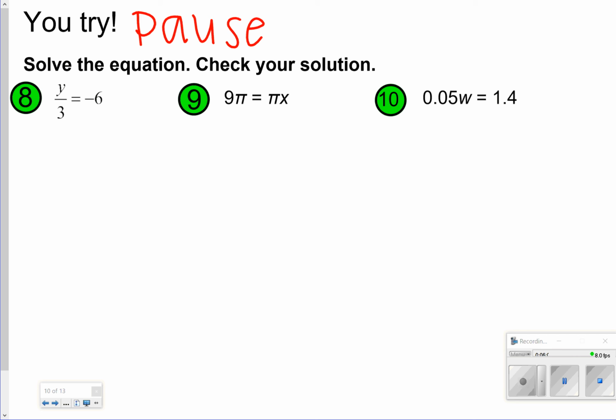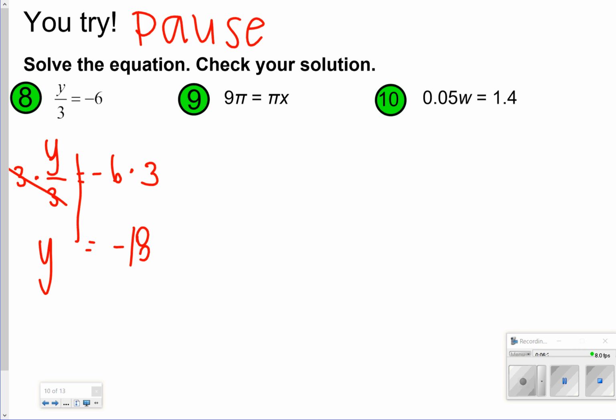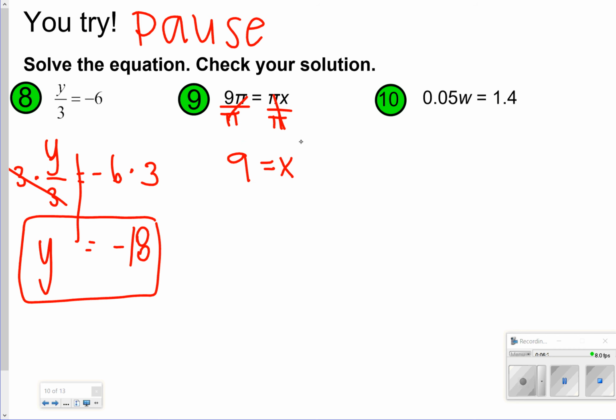Alright, so for number 8, we see division. So if you wanted to rewrite this, just so you can see it a little bit better, I'm going to use multiplication. So I'm going to multiply both sides by 3. These 3's will cancel. So on the left side I'll have y, and negative 6 times 3 is negative 18. So number 8, y is equal to negative 18. To get x by itself, again, we're going to divide by pi on both sides. Both pi's will cancel out, so x is equal to 9.